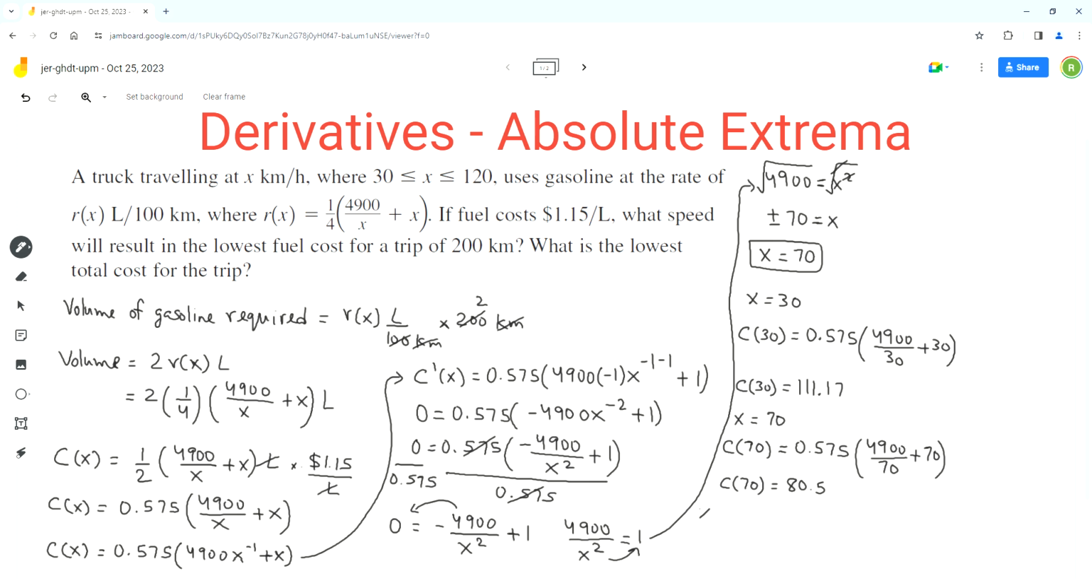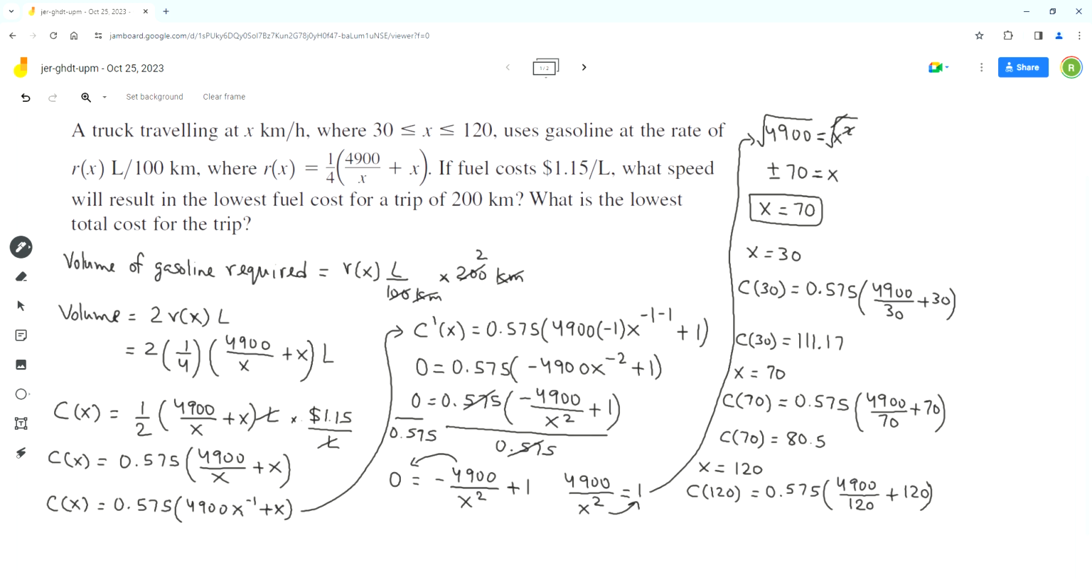Now the next x value at which we have to calculate the cost is 120, the upper bound for the given interval. So C at 120 equals 0.575 times (4900 over 120 plus 120). Now we can evaluate this expression. So C at 120 equals, first we can evaluate the terms in the parentheses, and times 0.575, so I got 92.48.